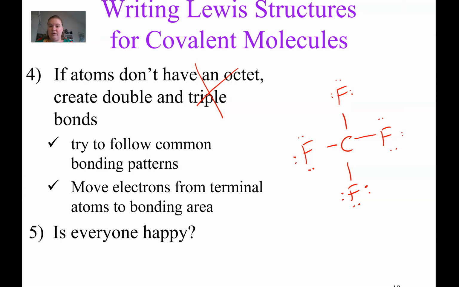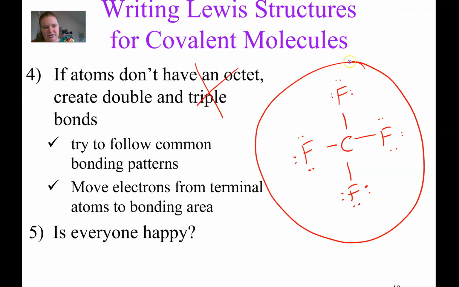We're using double and triple bonds when we run out of electrons. And step number five, is everyone happy? This is really looking at, does everybody have an octet, or maybe just a duet if that's all they need. It's really just a double check of your answer. But that is our Lewis structure for CF4.